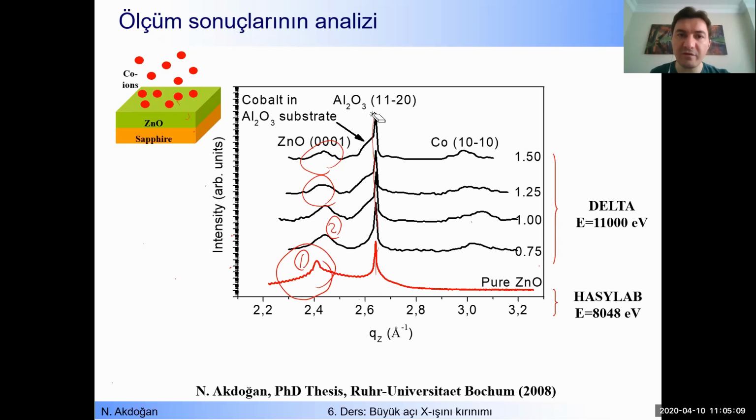So by using 5 X-ray diffraction measurements, we can get a lot of information about the structure of zinc oxide and sapphire, the position of the cobalt and damages on the surface of the zinc oxide, and the crystal structure after the ion implantation within the zinc oxide. We have learned all these things by using X-ray diffraction, okay?